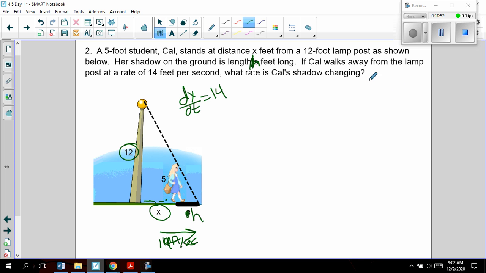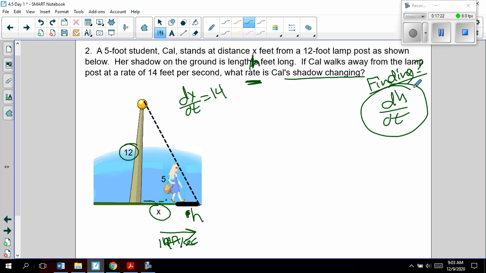Now the other thing, before you can start solving anything, you need to know what you are solving for. I'll write finding. What are you finding? Because otherwise you just got a whole bunch of variables and numbers, and that doesn't make any sense. So if Cal walks away from the lamp, what rate is Cal's shadow changing? Rate that the shadow is changing. So when I look at my picture, I remember that the shadow we labeled as H. I want the rate, so the rate of H is dH dt. This is what we're looking for.